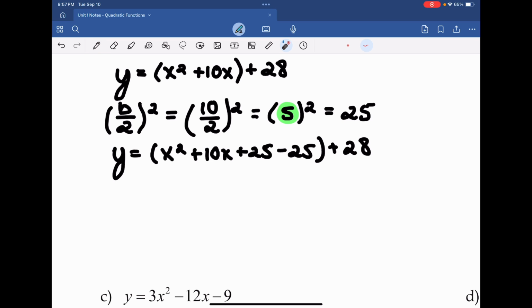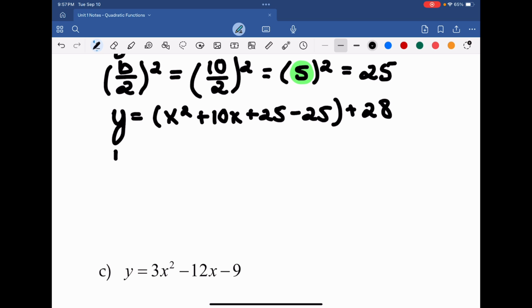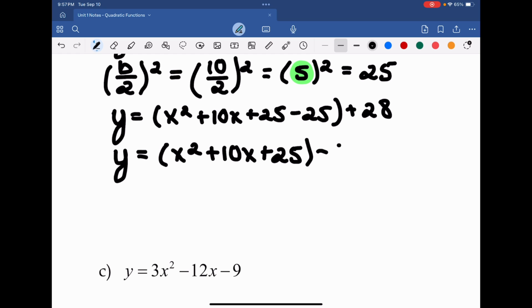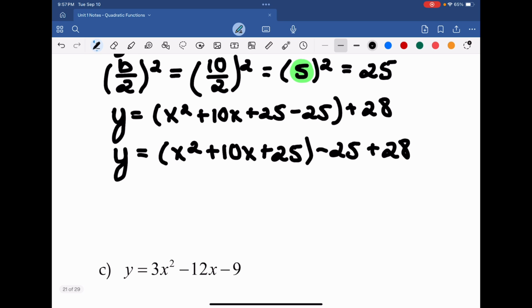Now, as you can see, these two, if I was to re-add them, just equal 0. So technically, I haven't changed the inside of the brackets. I've just done a temporary substitution. I'm going to take this 25 out of the brackets by multiplying it by 1. And if it gets multiplied by 1, it's just the same thing. So here's what it's going to look like. Y is equal to, on the inside of the brackets, x squared plus 10x plus 25, because I'm going to leave the positive term in. I'm going to remove the 25 and keep it with the 28 positive on the outside.